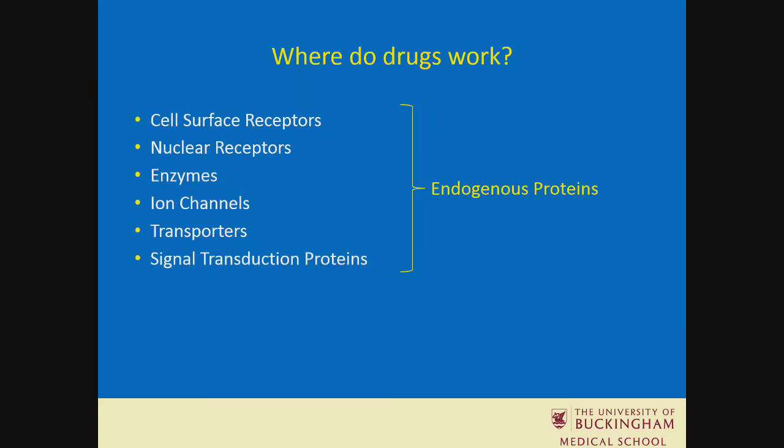One thing I only thought of doing about 5 minutes before coming in here was to have this as a blank slide and send you an email asking you to tell me where you thought drugs worked. And I'm sure I'd receive an identical list to this. So cell surface receptors, we spoke about those in receptor pharmacology, beta receptors, for example. There are nuclear hormone receptors; steroid receptors are an example of those. Enzymes or ion channels, for a lot of heart pills work on those, transporters, and then signal transduction proteins. So lots of different proteins that drugs can interact with.